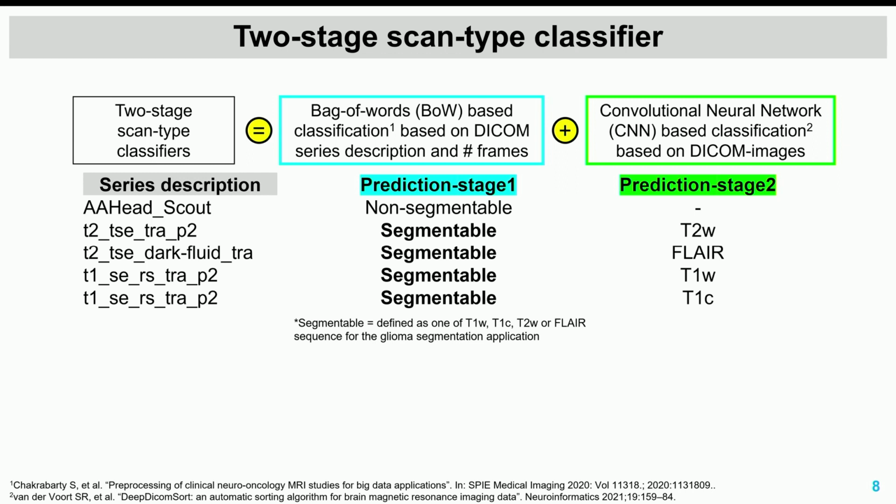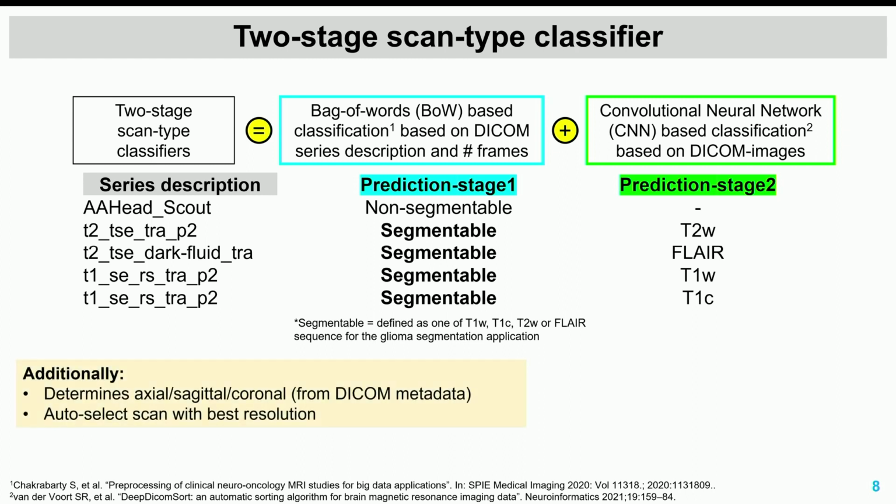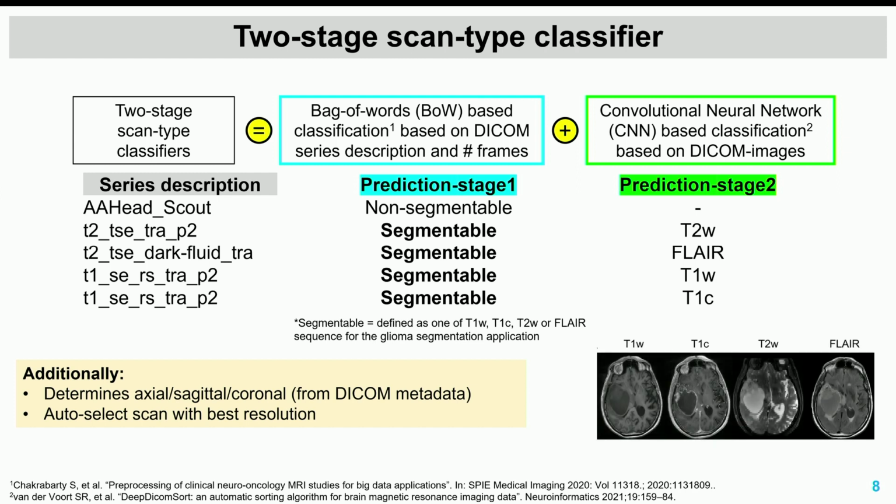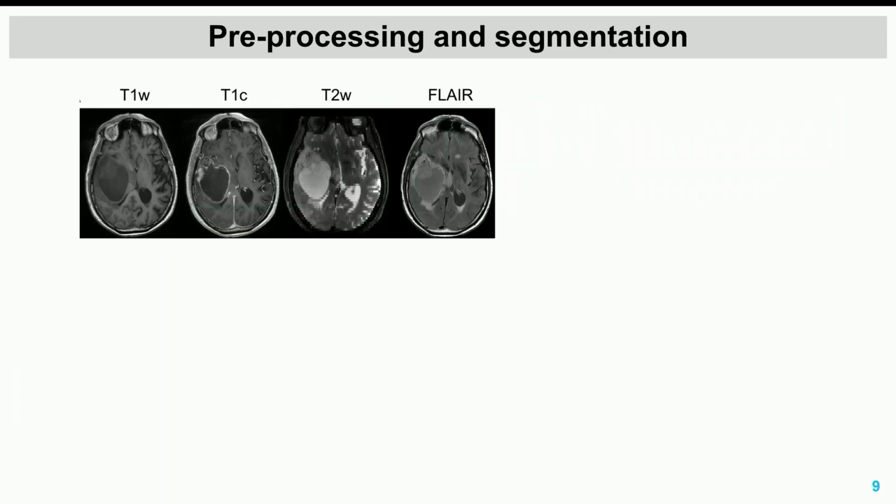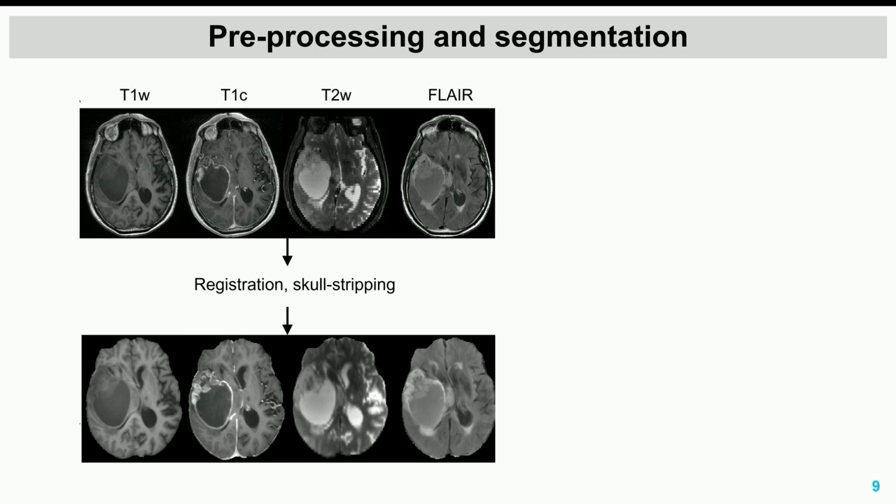And in stage 2, we take only the scans which are segmentable and do the more granular classification into these 4 sequences. We also determine the planar orientation of the scans as axial, sagittal, coronal, and so on. And the scan which has the best resolution or the highest number of frames is automatically selected for downstream processing. Through this process, from every patient session, we have a single scan of each of these 4 sequences.